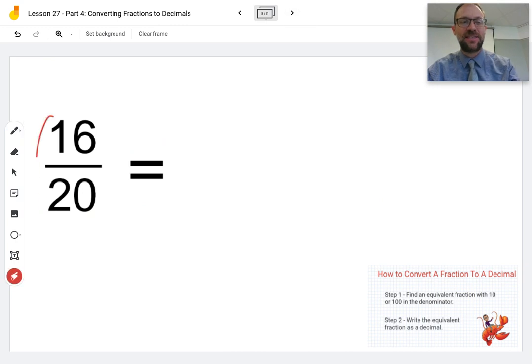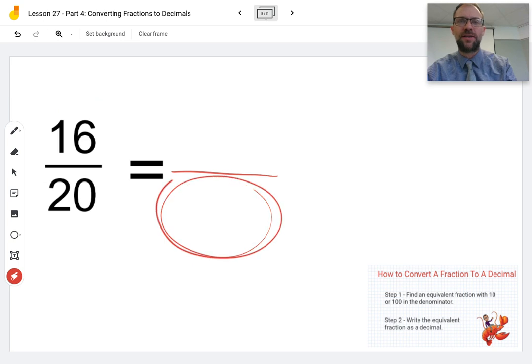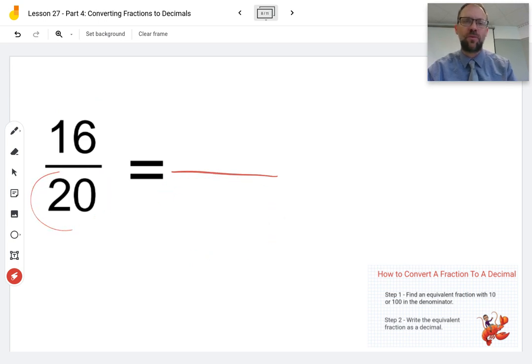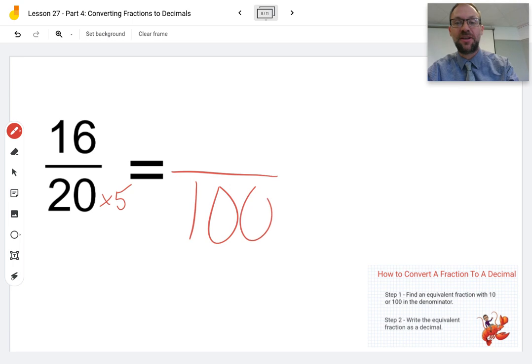Okay, time for you to jump in here and try some of these on your own. Let's try 16 twentieths. First question. What is the base 10 denominator right here that we're going to want to create if we have to start with 20? What do you want to put right here? Did you say 20 times 5 is going to get us 100, and 100 belongs in the denominator right there? I hope so. That's the correct answer.